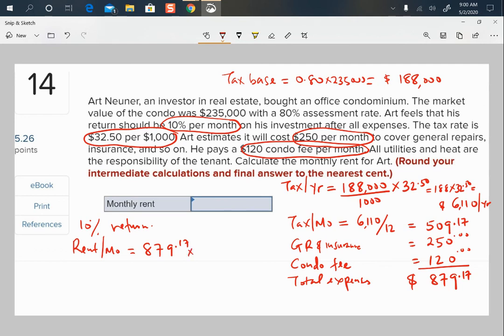So simply what we do is you just take 1.10 times 879, and this will give you a monthly rental fee. What you have to charge is 879.08. So this is what the monthly rent needs to be, again, to cover the expenses and at the same time to realize a 10% return on this property.